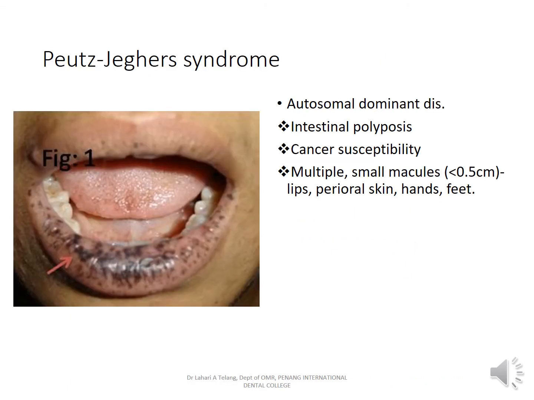In Peutz-Jeghers syndrome, this is an autosomal dominant disease. There are intestinal polyposis and also cancer susceptibility, and then multiple small macules less than 0.5 cm are seen on the lips, perioral skin, hands and feet. So this is the very typical feature of Peutz-Jeghers, where you see multiple tiny macules all over the lips and other areas of the skin.